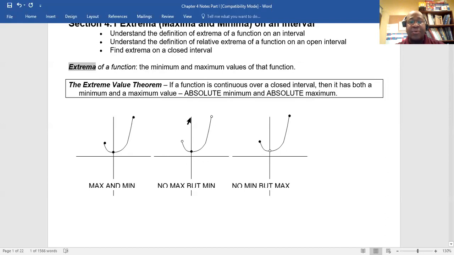In the second example, it's a continuous function, but it's not a closed interval. You can see that from the open circles. So when that happens, here we have a minimum point, but there's no absolute maximum point. Those open circles don't allow for there to be a set maximum value. In the third example, it's a closed interval. However, it's not a continuous function because where the minimum would be, we have an open circle. So this function has no minimum, but it does have a maximum value.